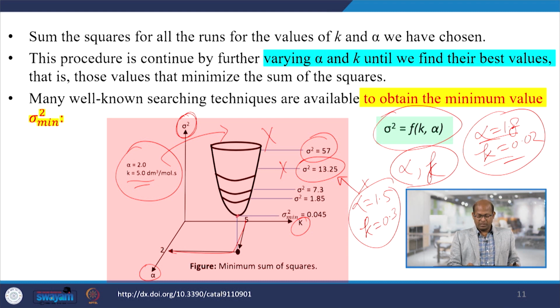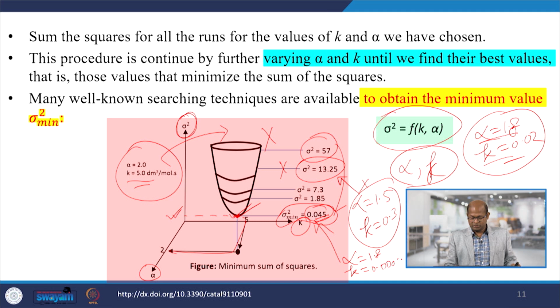By that way the sigma square value is coming very close to 0. See the change of the sigma square value from 57 to 0.045, the sigma square minimum. Then this value would be acceptable. Let us say we are guessing alpha equals 1.8 and k is 0.00003. Then only this value is acceptable, and the rest of the values are not acceptable. By that way we can find the value of this sigma square.